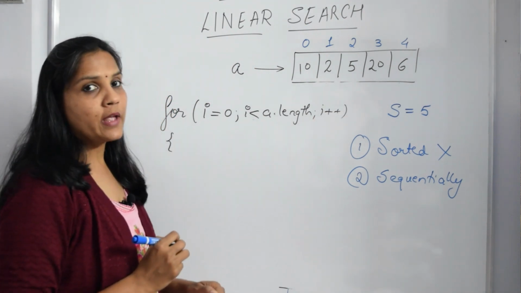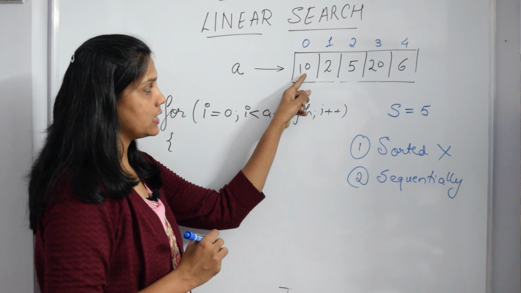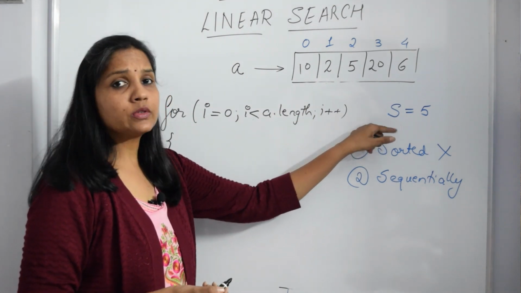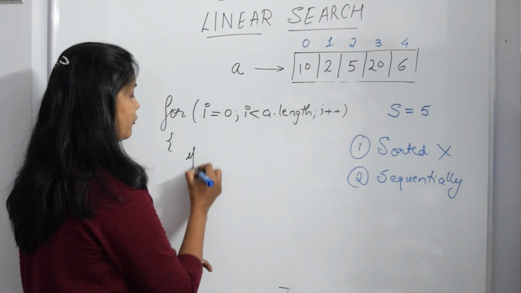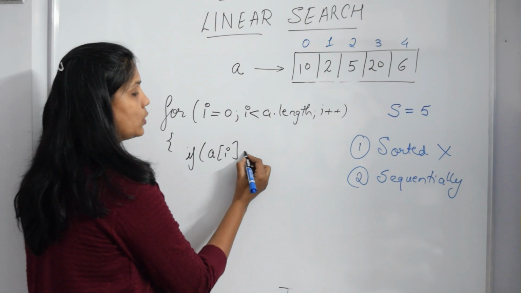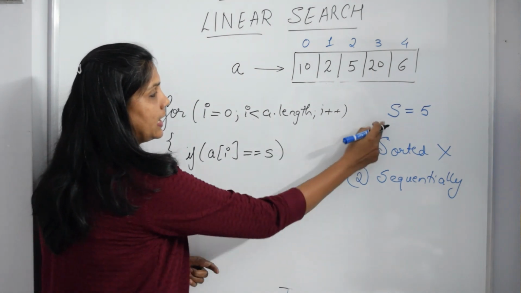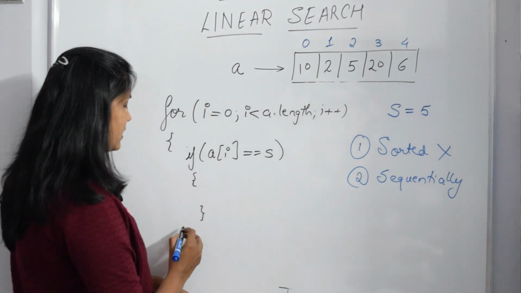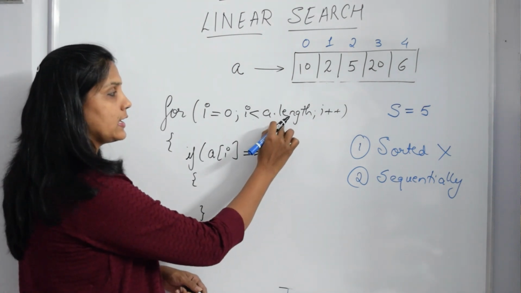What I need to do is search whether the first element is equal to the element to be searched. How do we do that? Using a conditional statement, that is if. So I'll say if a of i, which is a[0], is equal to the element to be searched. If it's true, do something, else continue for the next element.